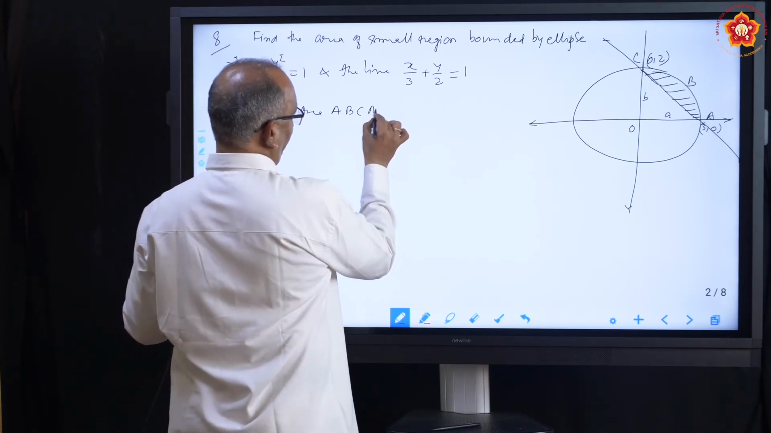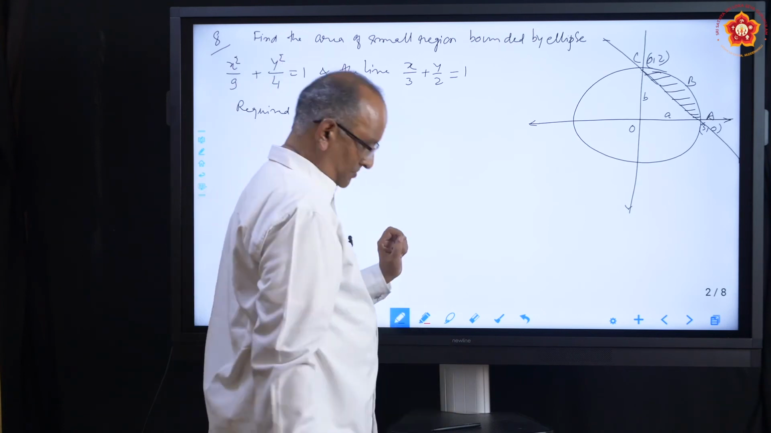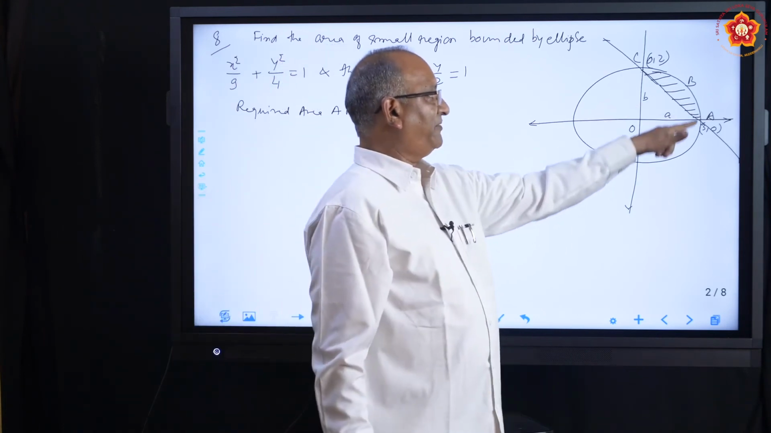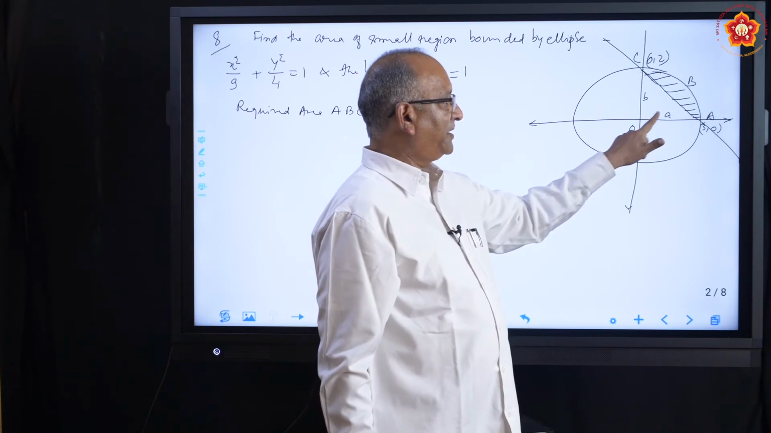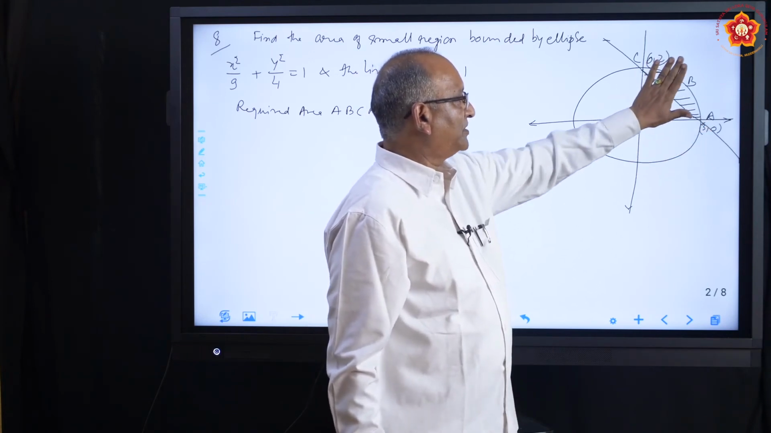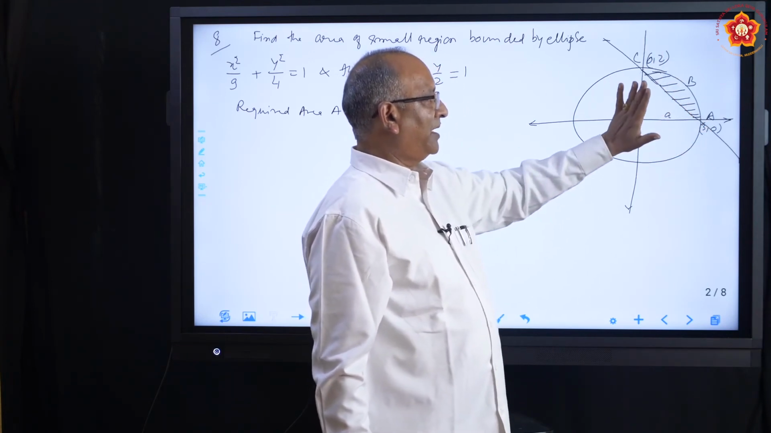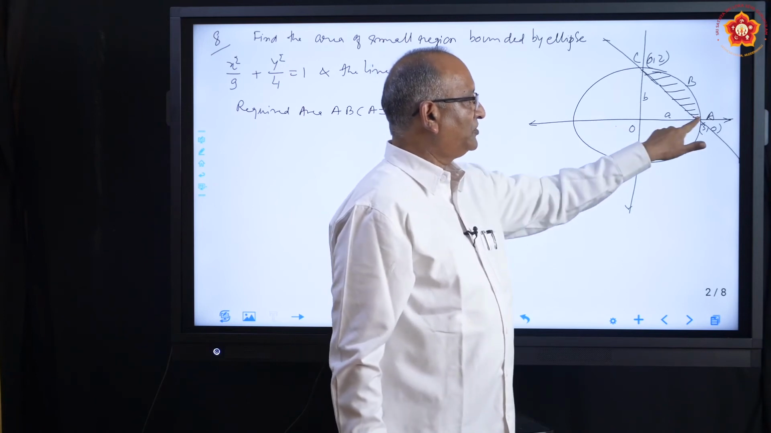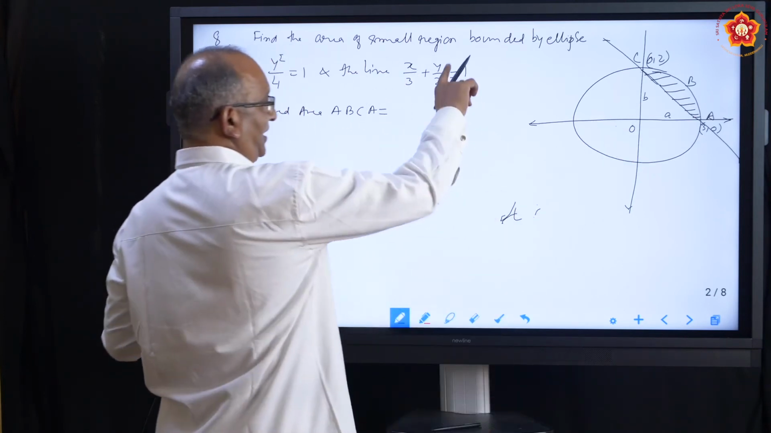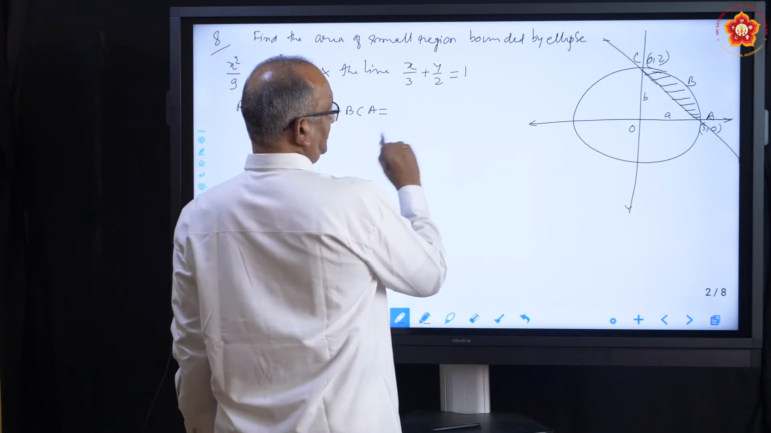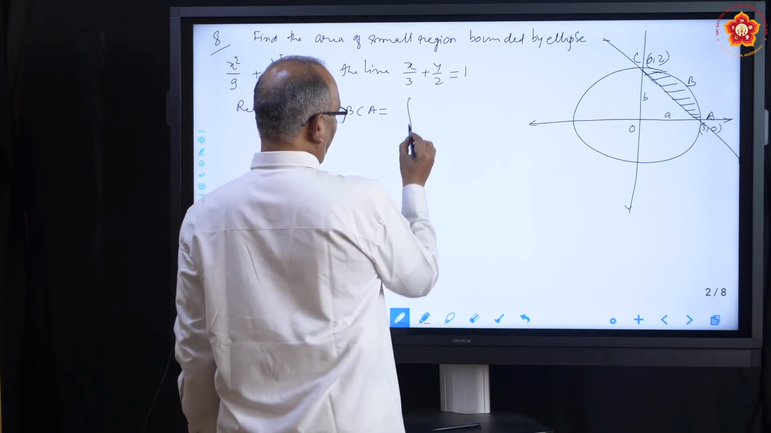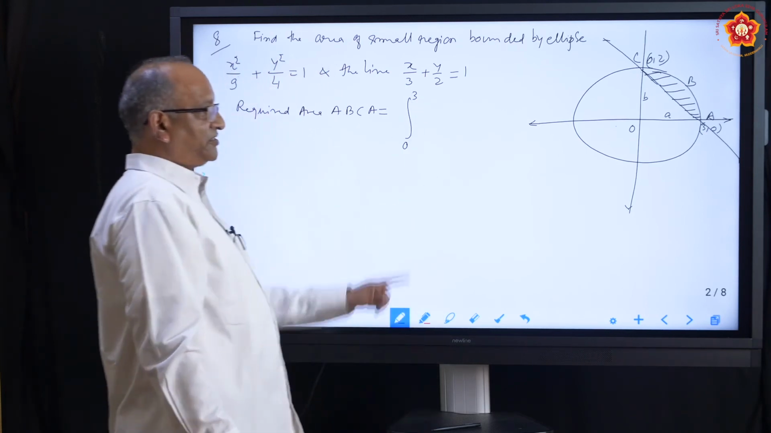A equal to, what you do is take the equation of ellipse and integrate between 0 to 3, you get this quadrant approximately. From that you remove this triangle. So the curve is above. So we will integrate 0 to 3, equation of ellipse.